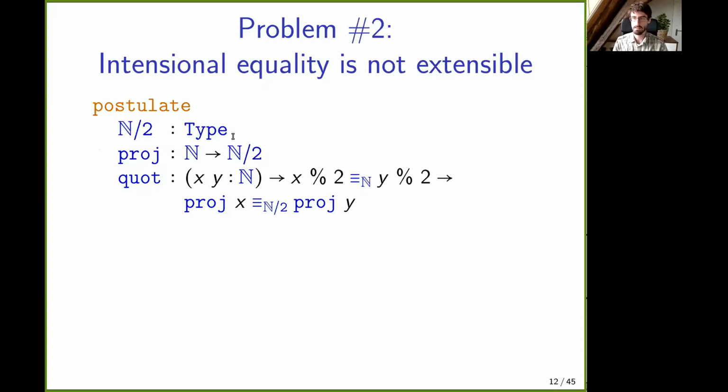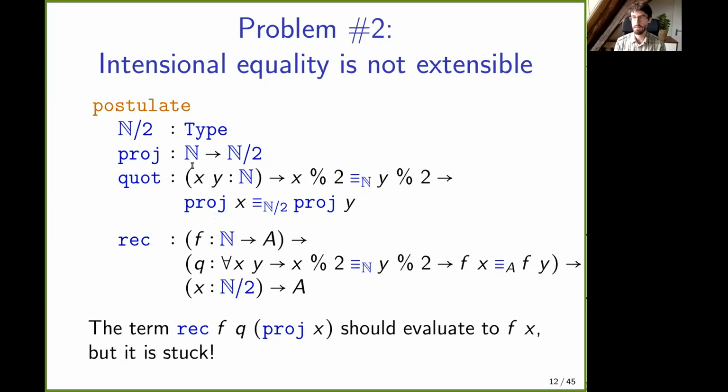So we first postulate this type, so that's the formation rule. Then we postulate the introduction rule. So you'd say, for each natural number, we also have a number in n modulo 2. However, that means now we have too many elements, right? So they're not all different. So we have to say when two of these projections are equal. When two numbers, x and y, are equal modulo 2, then their projections are considered equal. So that's this quotient rule. And that doesn't really fit in the format of an inductive data type. So that's why I'm postulating this instead of defining it directly.